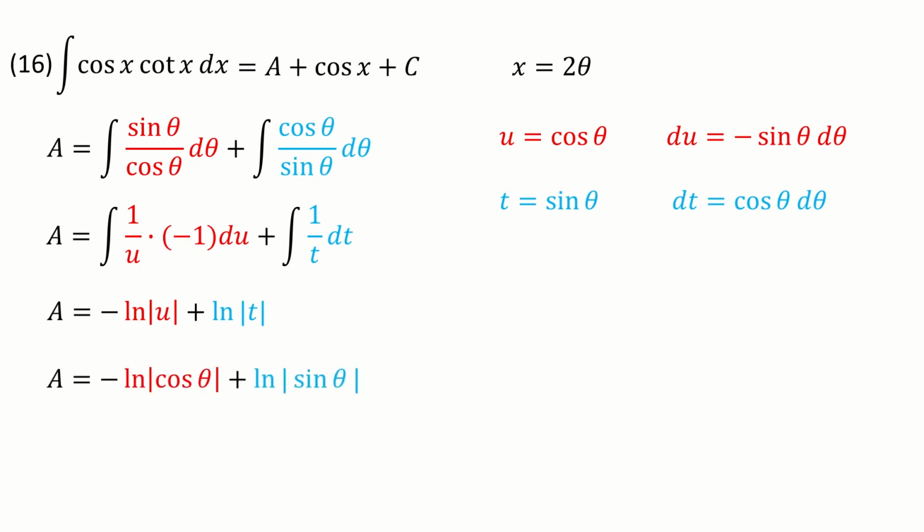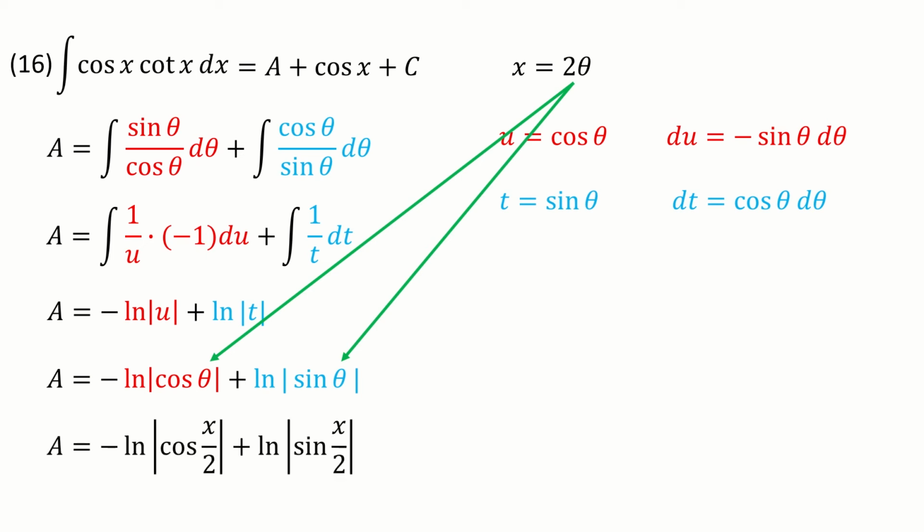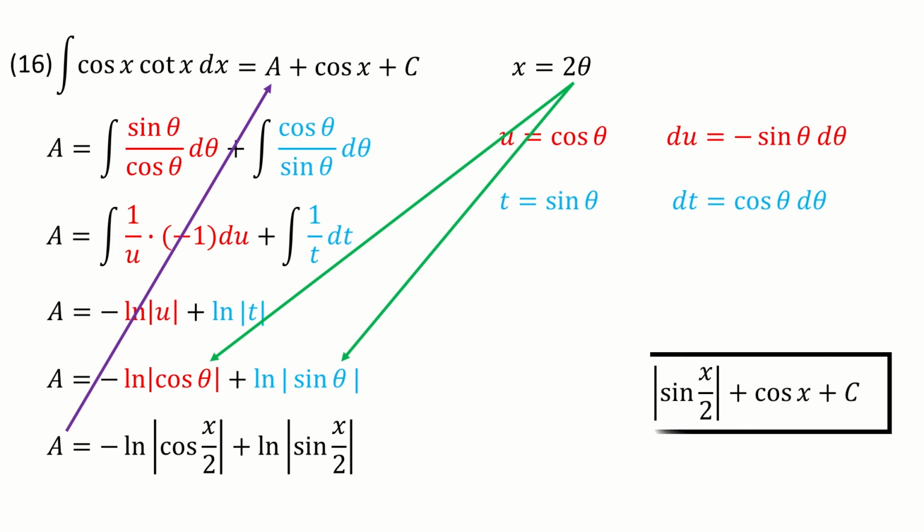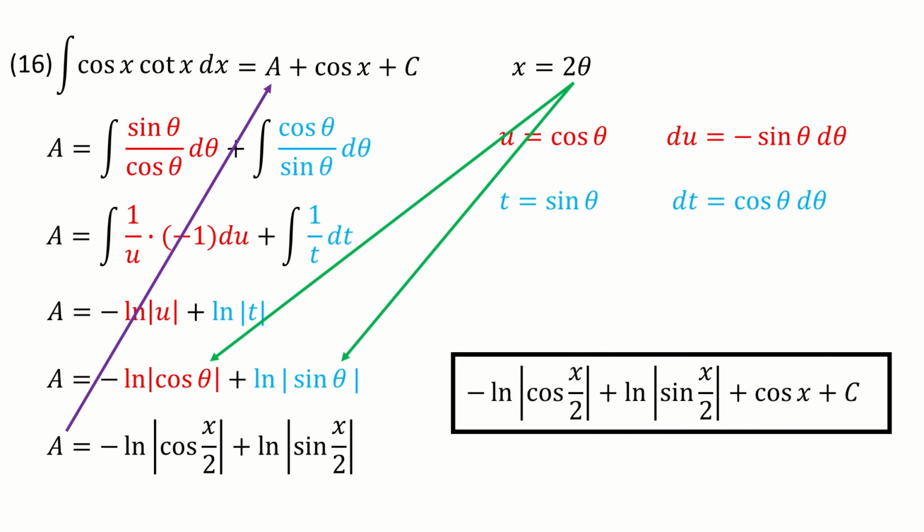Next, we put back the substitution. Then we replace theta by x over 2. So we got the result for the capital A. Then we plug A into the original equation. So here is the final answer.